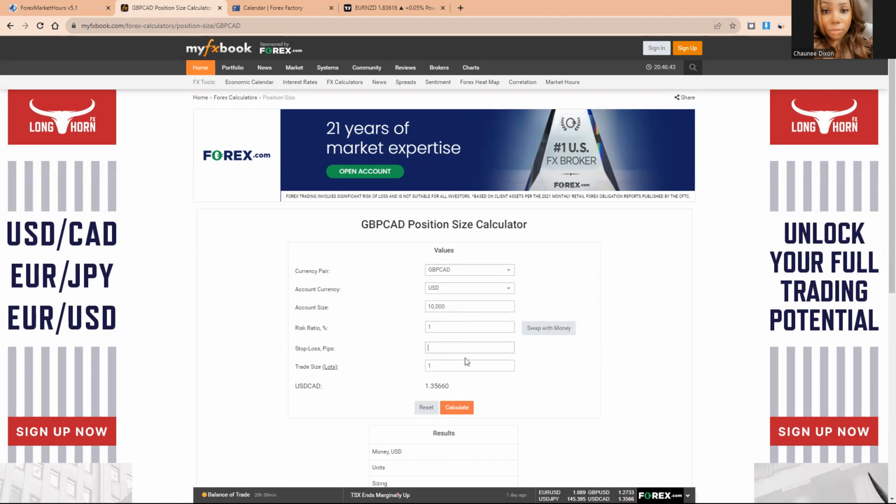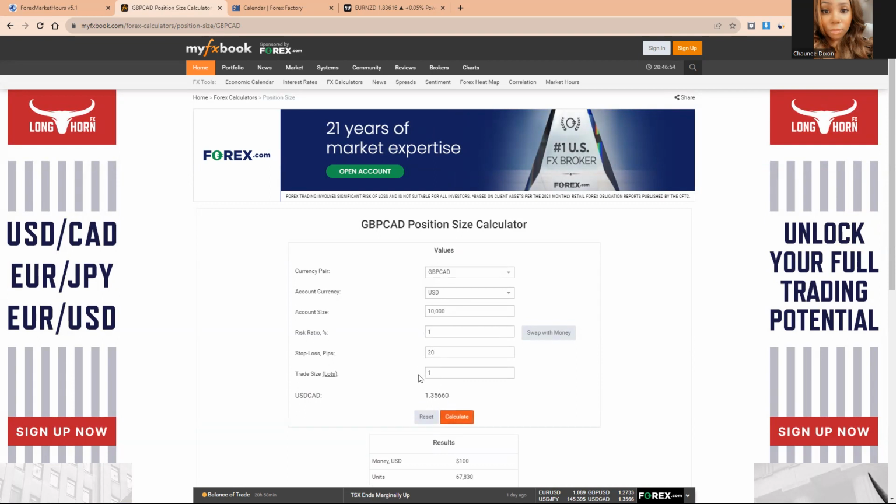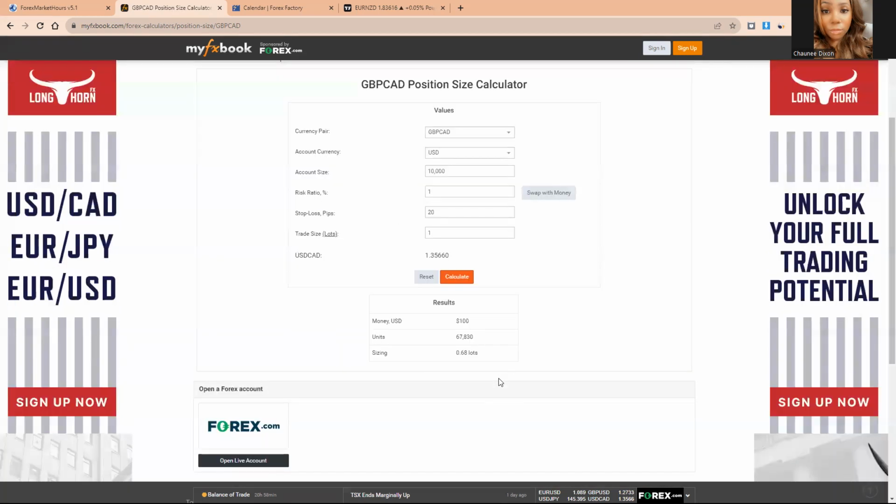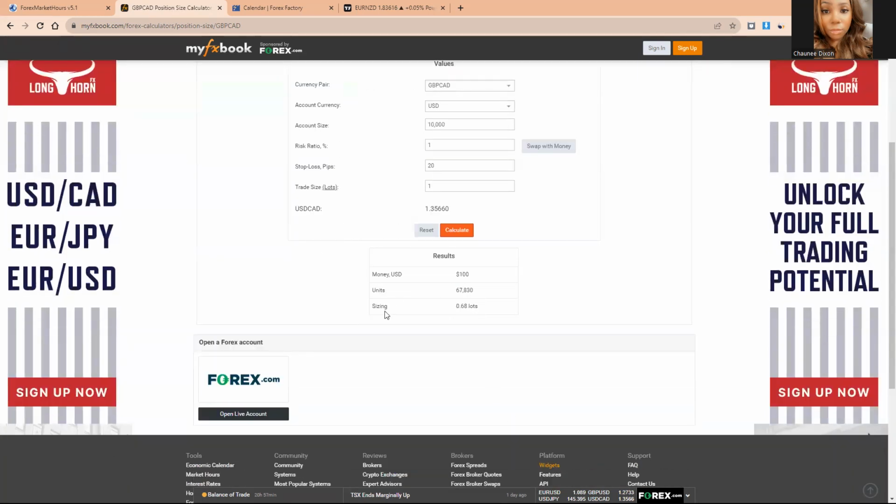And then whatever your stop loss is. So before you ever come to this calculator, make sure you know how much your stop loss is going to be in pips. So let's say, for instance, our stop loss is 20 pips. Hit calculate. This will always be 1 if you use this calculator. This trade size is always 1. And then it'll tell you down here, you need to use a 0.68 lot.